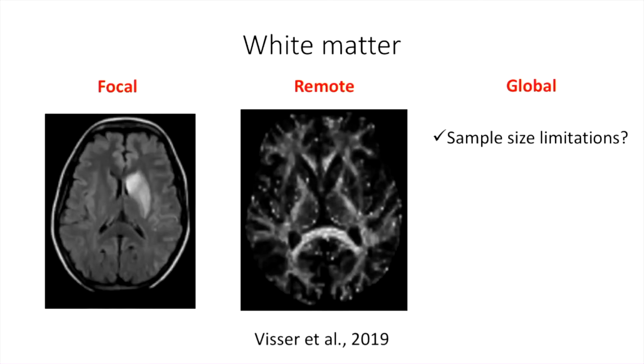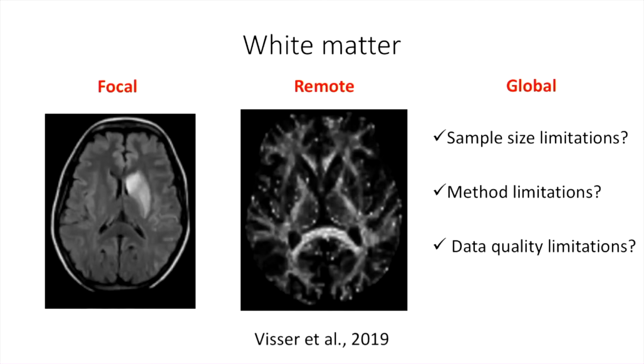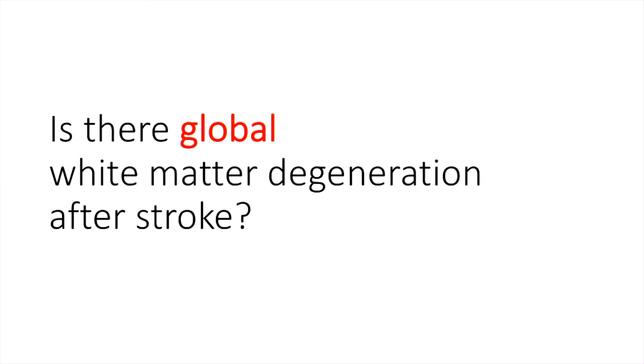So perhaps it could be the sample size problem or the methods limitations, or in all of those studies there could be diffusion quality, imaging data quality problems. So any of those things, we just wanted to see, is there a global white matter degeneration after stroke in our study? And we had access to the CANVAS study at 3 months.